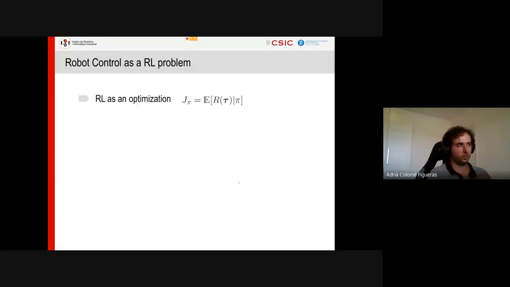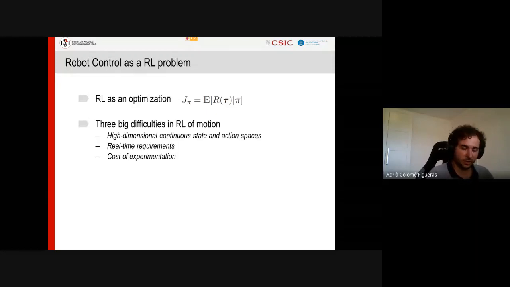So when we do this reinforcement learning for robot control, we treat the problem as an optimization problem. Basically what we want to maximize is this J pi here, which is the expected value of the reward given the policy. So we want to find a policy that maximizes the expected reward of using that policy. And this presents some difficulties. Basically, the space in which we are searching for a solution is very high dimensional and it's continuous.